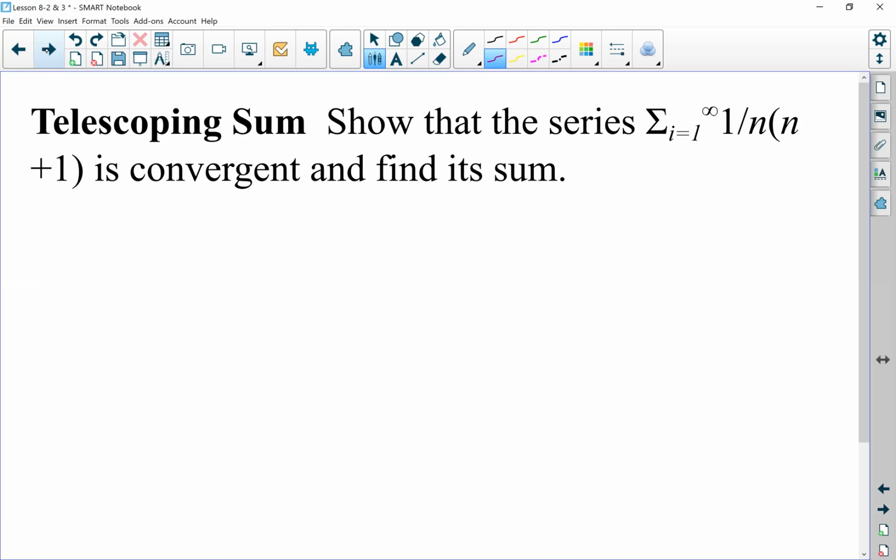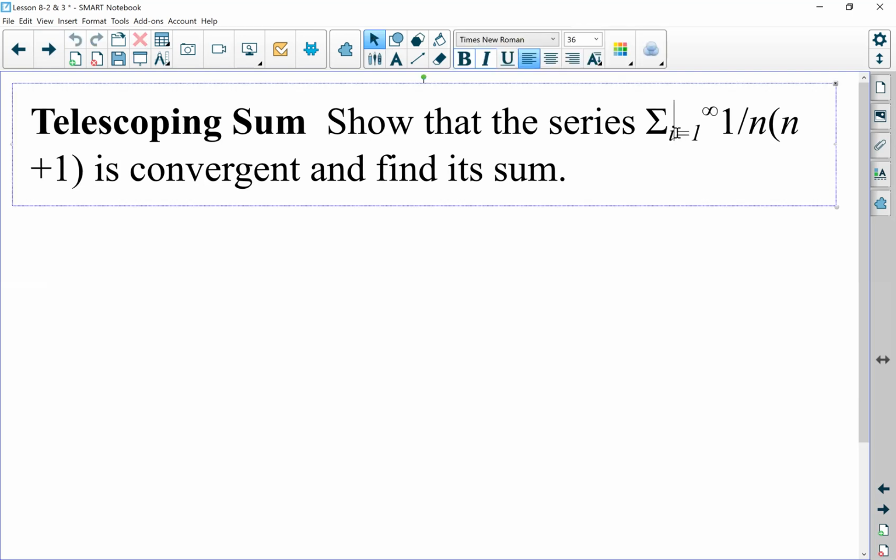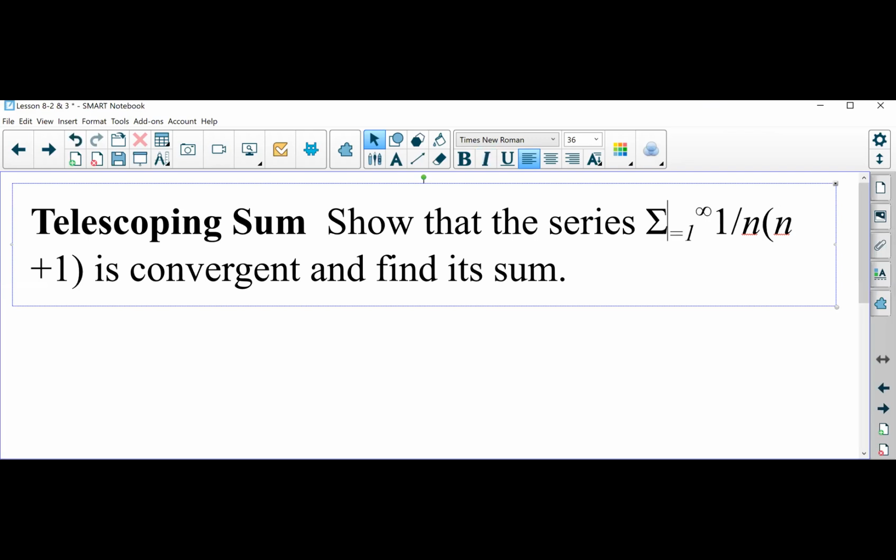All right. I think this is the last one from 8.2. Called a telescoping sum. Show that the series, the sum as that should be, I shouldn't mix my letters, my variables. That should be N. There we go.